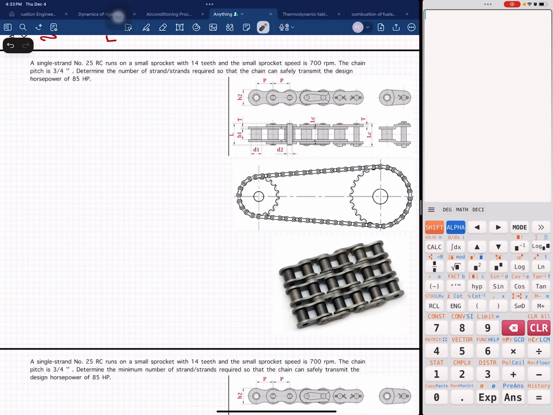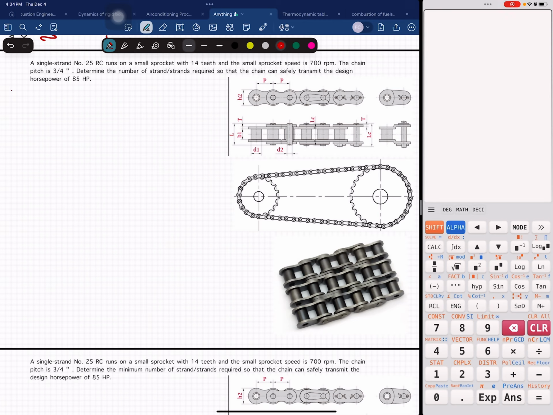So you want to determine the number of strands if you want to transmit a horsepower of 85 HP, okay? When designing chain drives, we will be using the design equation for link plate fatigue and roller bushing impact. For the rated power, you can see this on page 466 of the book Design of Machine Elements, 4th edition by Virgil Fires, okay?